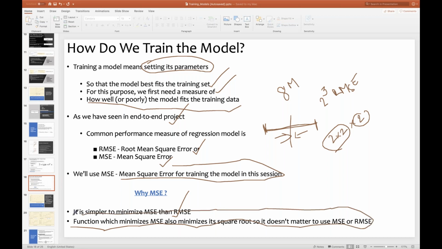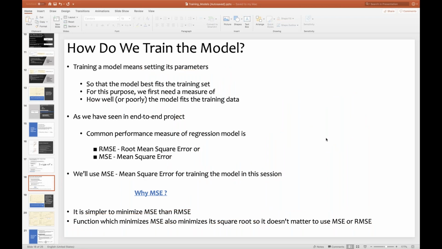This is very important. If you are dealing with a proper function that can minimize the mean square error, then it will also have the capability to minimize the root mean square error. So don't worry about it. A function which minimizes MSE will also minimize its square root, so it doesn't matter to use MSE or RMSE. Perfect. This is what it is. In this, we jumped into training the model parameters. Okay. Erase all the drawings. Go back to the pointer.